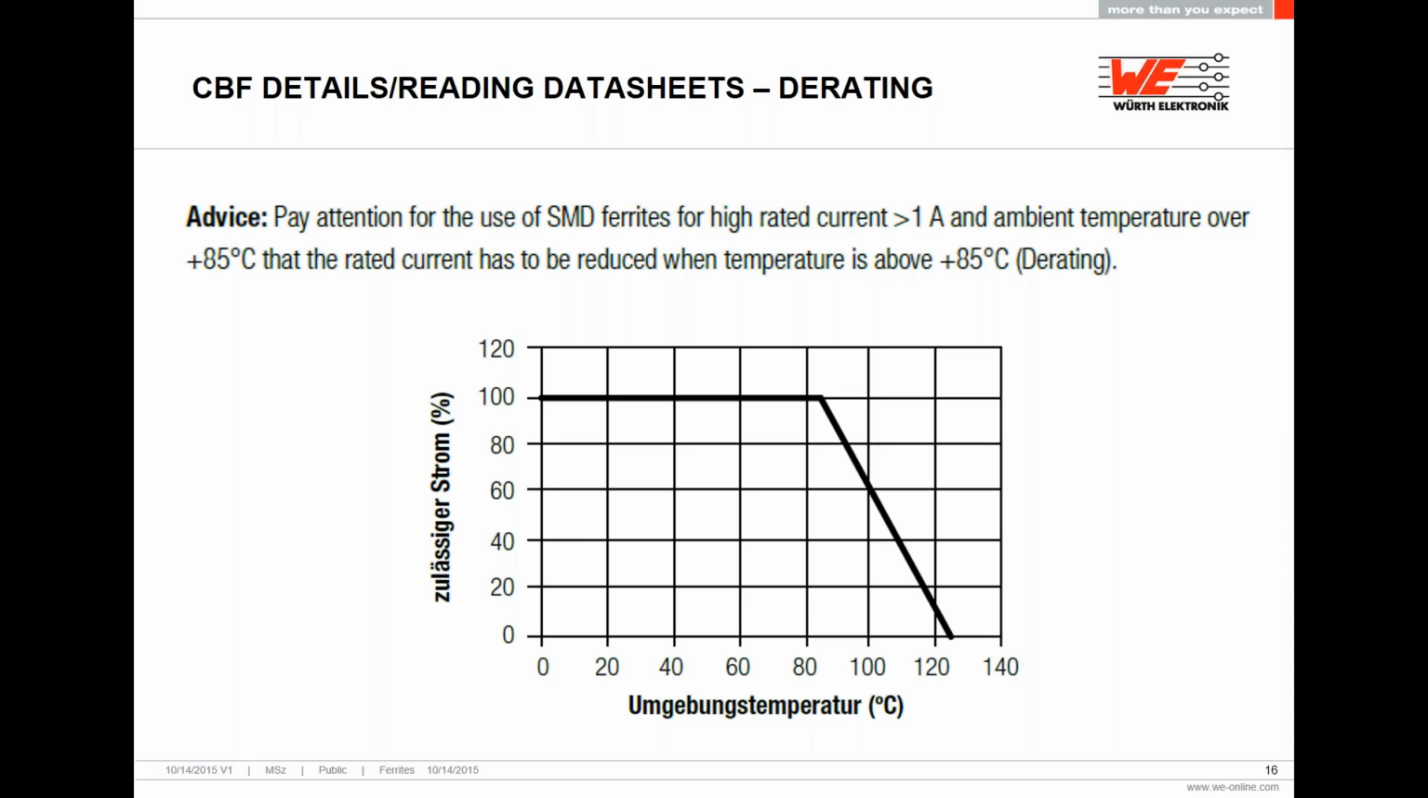For commercial grade products, the core material we use has a maximum operating temperature of 125 degrees Celsius. Above 125 degrees Celsius, we come close to the Curie temperature and the permeability drops down to 1. The Curie temperature is where the material starts to lose its magnetic properties. So we must take care of the temperature of operation of our component as well as the current flowing through it.